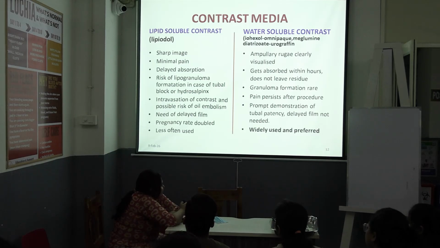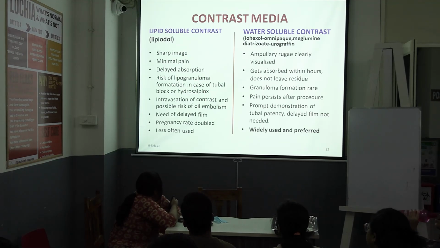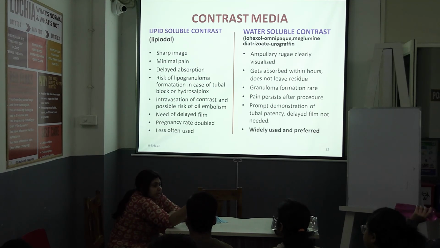But with research, what happened is there was intravasation of this contrast material and a very high risk of oil embolism. This was the main risk factor. Many patients used to land up with oil embolism, and there was a risk of lipogranuloma formation in case of tubal block or hydrosalpinx. Because water soluble dyes get absorbed, right? Even if there is a block, either it will come out or it will get absorbed. Even if it gets absorbed, nothing bad is going to happen.